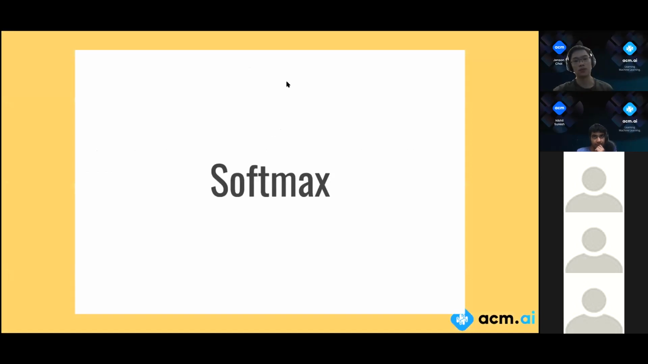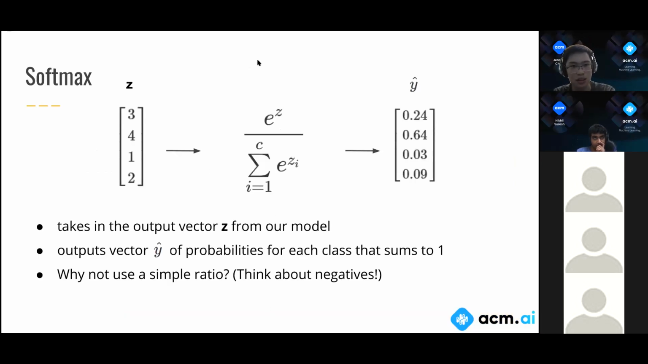All right, so let's cover the activation function for multi-class classification. We're using softmax here instead of sigmoid. Let's walk through how softmax works. From the previous slide, we have the output vector from our model, which is z here. The motivation is we want y hat to be a probability distribution, so all the elements in y hat should sum up to 1.